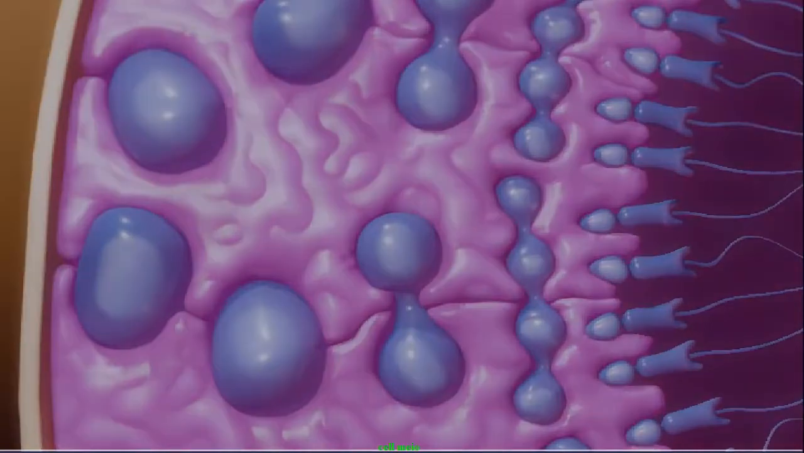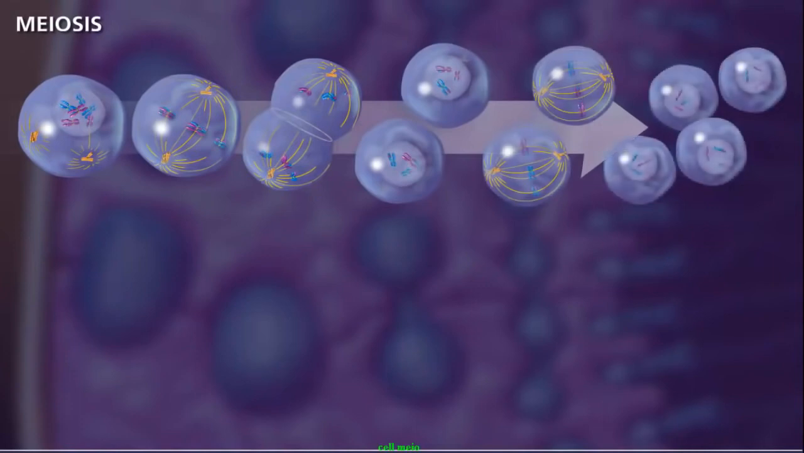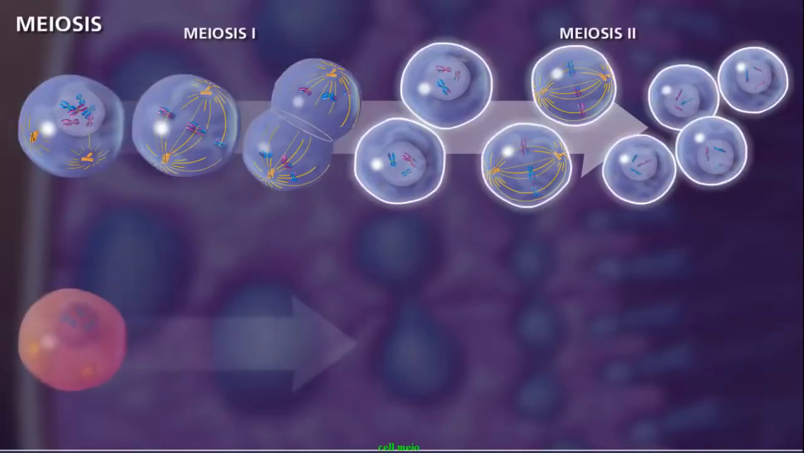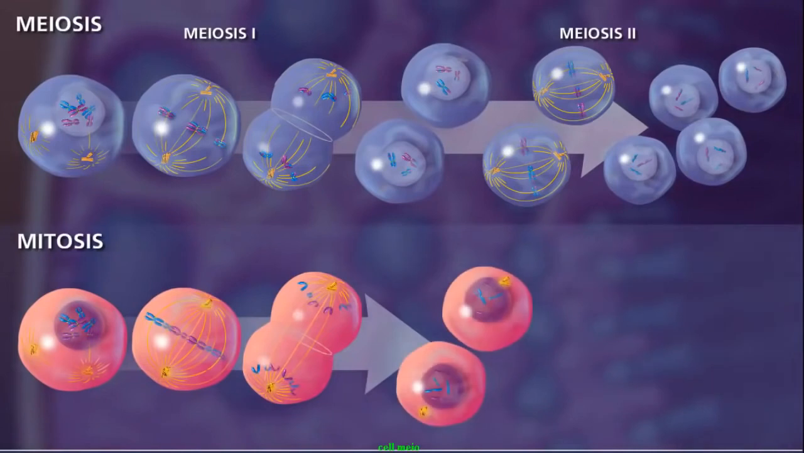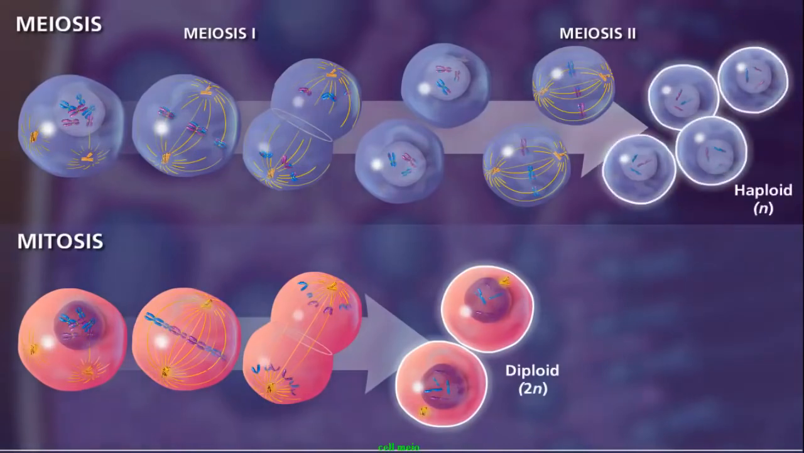Meiosis occurs in special cells called germ cells within the gonads of males and females. For the successful reduction in the number of chromosomes to occur in the new haploid daughter cells, 2 rounds of divisions are necessary. These divisions are termed Meiosis I and Meiosis II. Although the processes of mitosis and meiosis look similar, there are a few major differences. One obvious difference is that mitosis results in 2 diploid daughter cells, and meiosis results in 4 haploid cells.